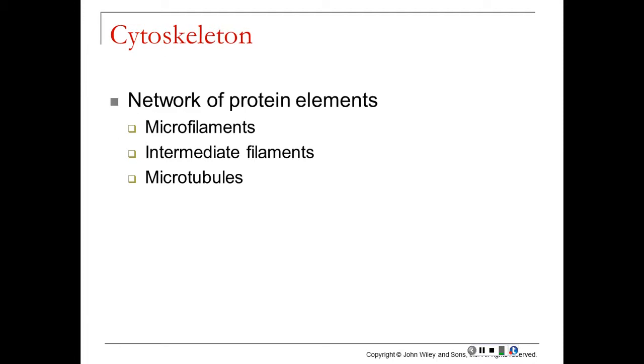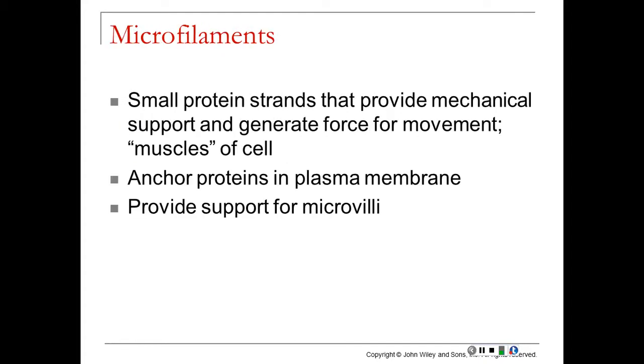Let's talk about the cytoskeleton. The cytoskeleton is that protein network of filaments and tubules. There are microfilaments, intermediate filaments, and microtubules that compose our cytoskeleton. Let's talk about these parts more specifically. The microfilaments are small protein strands that provide mechanical support, and they help generate movement for a cell. These also help to anchor proteins in the plasma membrane, and they provide support for any microvilli that may be on the cell surface.